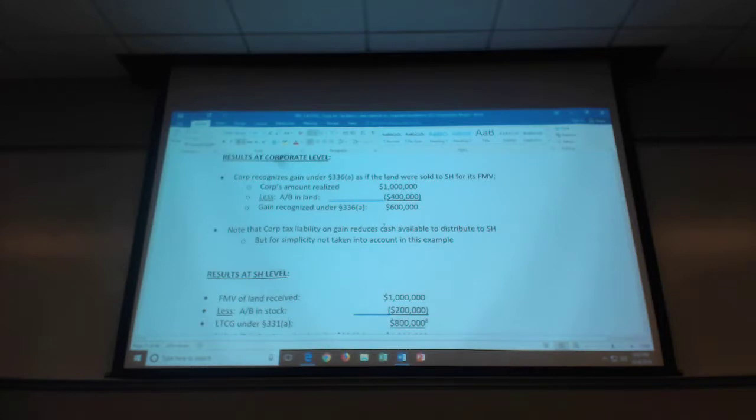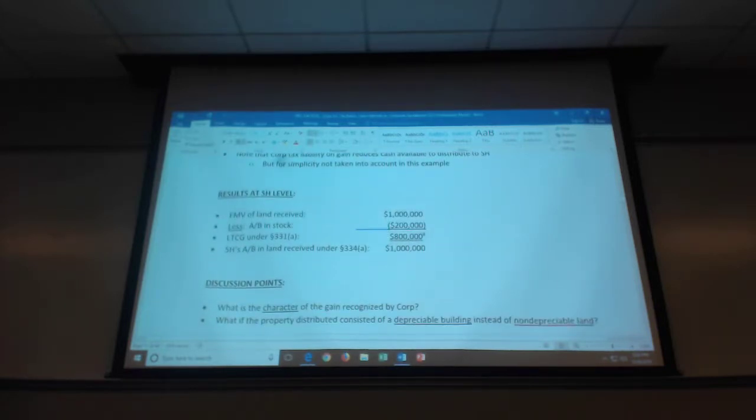Now in this example, in the real world, I should say, once the corporation has $600,000 of gain, it would have a tax liability, which would reduce the remaining assets to be distributed to the shareholder in liquidation. I'm ignoring that fact just to dumb the example down a little bit. So at the shareholder level, since we're ignoring that tax liability at the corporate level, we're assuming that the shareholder is receiving $1 million of assets, land worth $1 million. We know that the shareholder has a basis of $200,000.